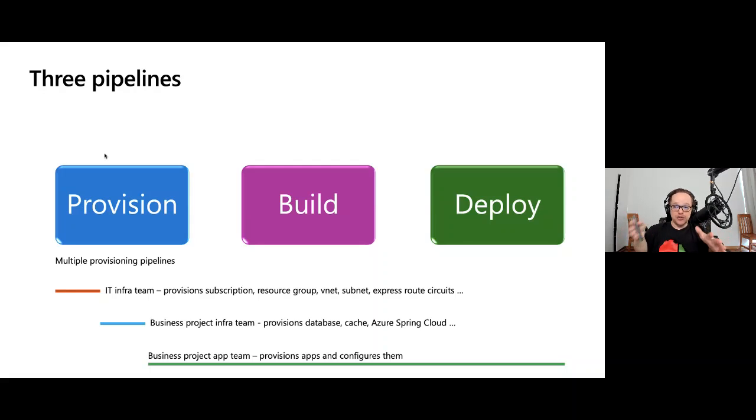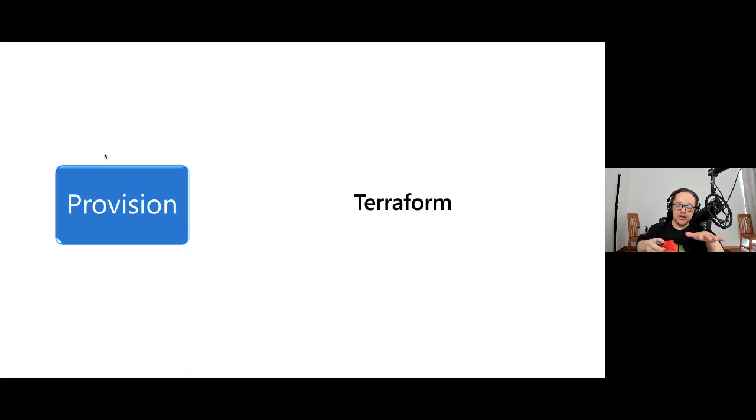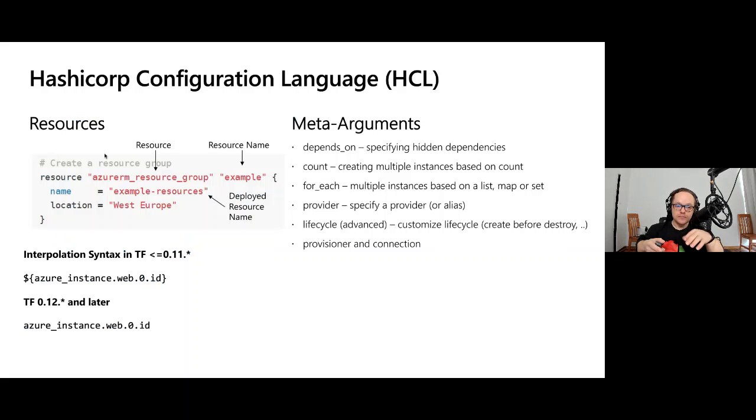But for the case of this exercise, we're going to assume that the IT infrastructure team has provisioned the subscription, the resource group, a VNet, a subnet, an ExpressRoute VNet if you want. And then the infrastructure team is going to actually use Terraform to provision the database, the cache, the Azure instances. And then the project app team is going to provision the apps and configure them. So we're only going to really focus on the provisioning section, and we're going to use Terraform for that provisioning section. And we're going to use HCL, which is HashiCorp Configuration Language, to do that provisioning.